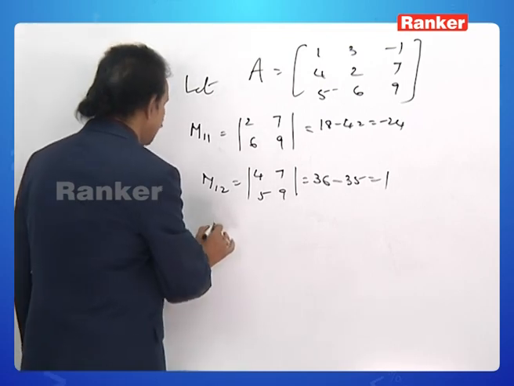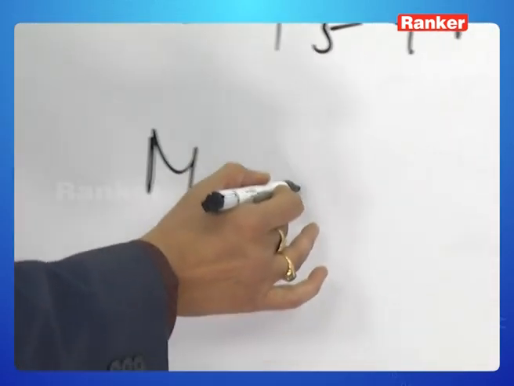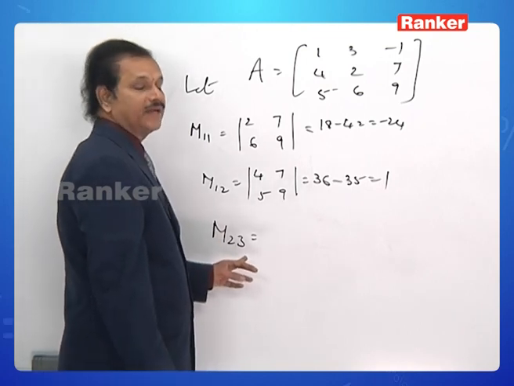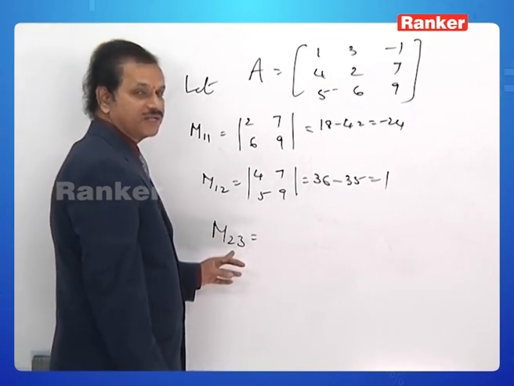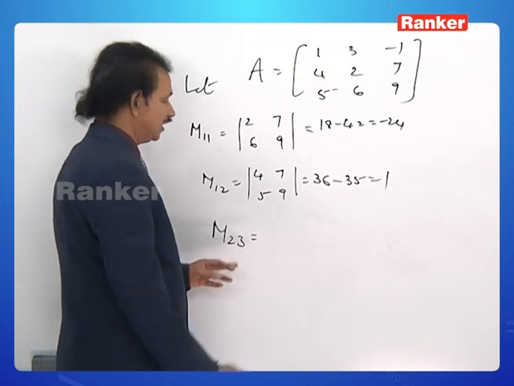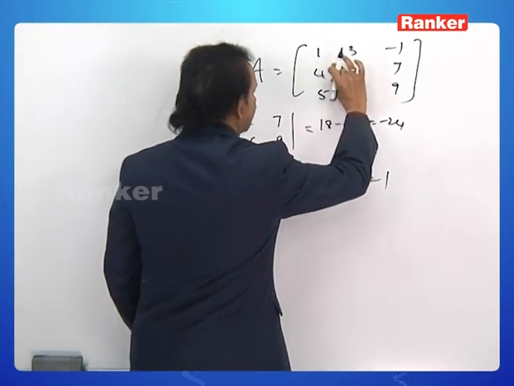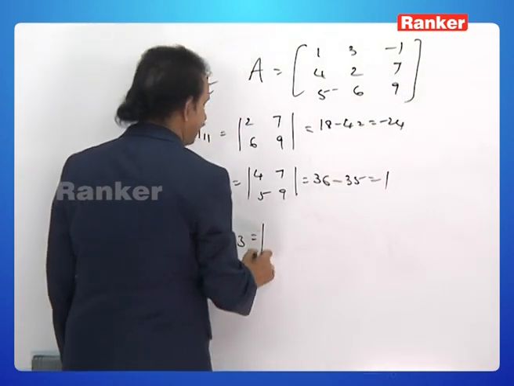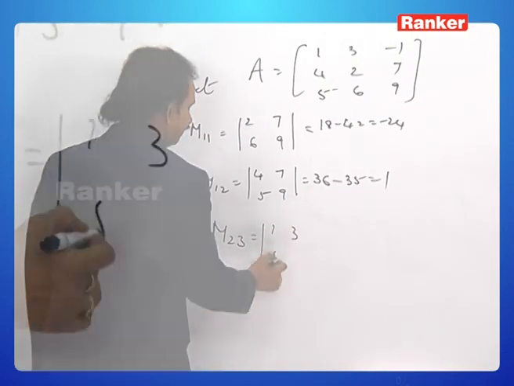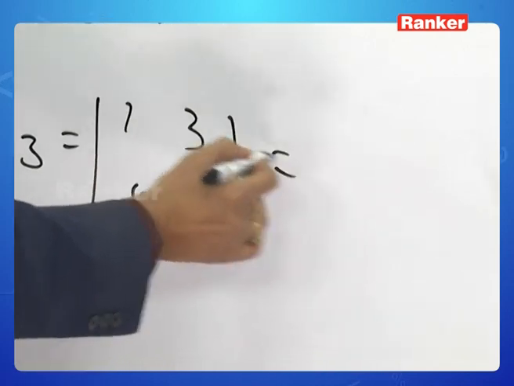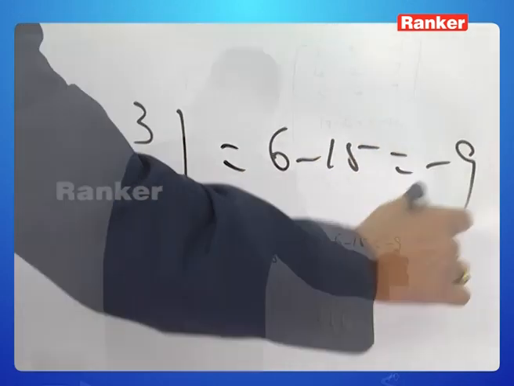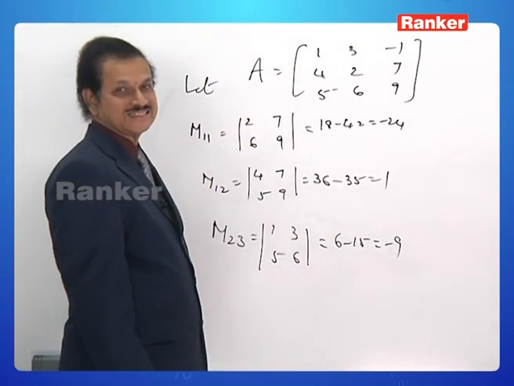And at random, I would like to have M23. What is the meaning of that? Second row, third column. Minor of the element present in second row, third column. So you delete the second row and the third column. What will remain? 1, 3, 5, 6. So it is 6 minus 15. So this minor is minus 9.